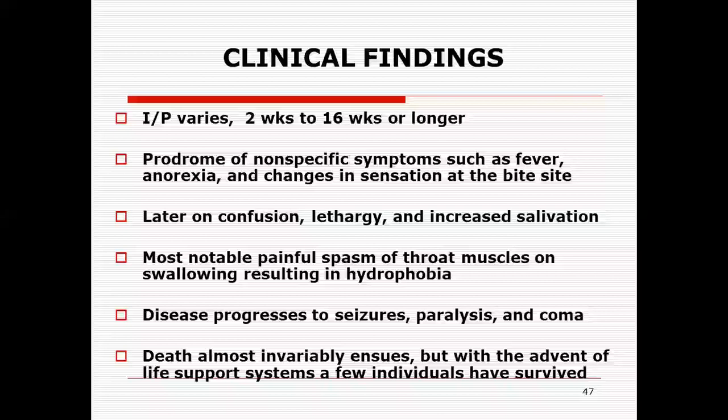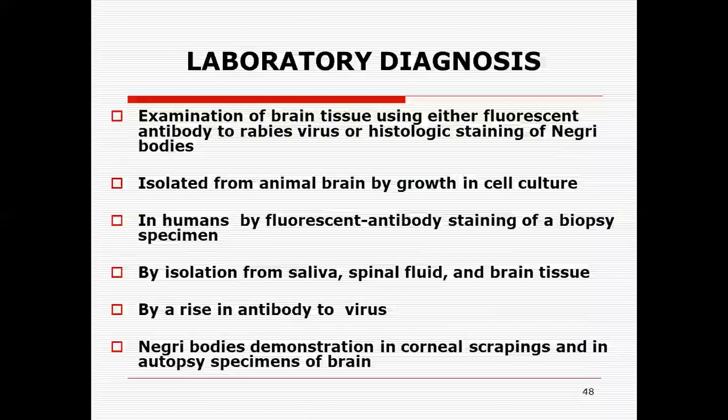They must examine the brain tissues using either fluorescent antibodies to the rabies virus or histological staining for the Negri bodies. This is very important. And then we can isolate the virus from animal brain by growth in cell culture.